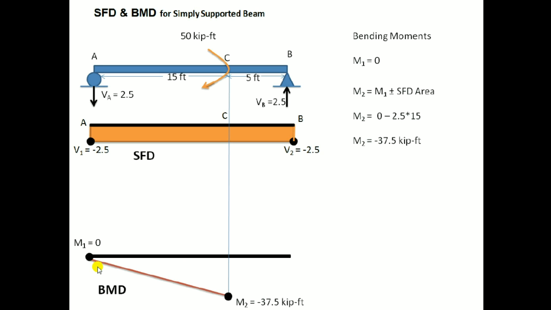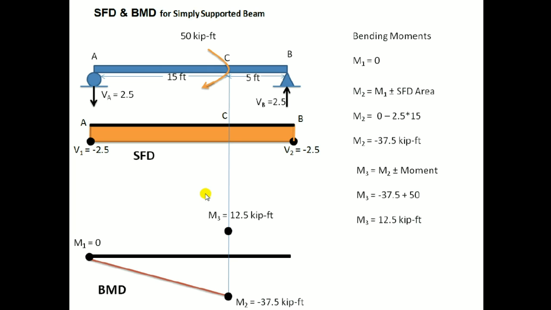Here the slope of the SFD is 0. Thus the slope of the BMD will be first degree, because the slope of the BMD is one degree higher than the slope of the SFD, and the slope of the SFD is one degree higher than the slope of the loading acting over here. Remember this rule.